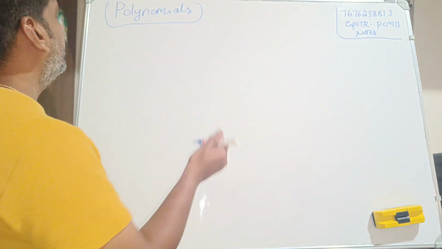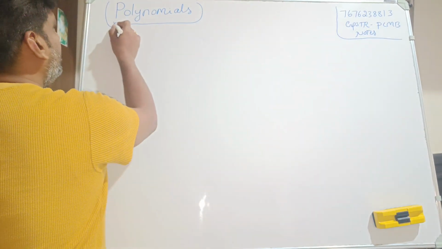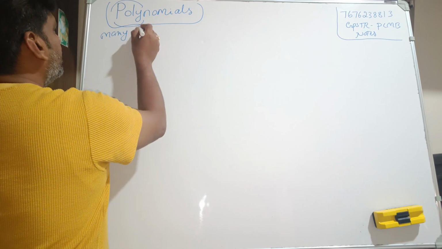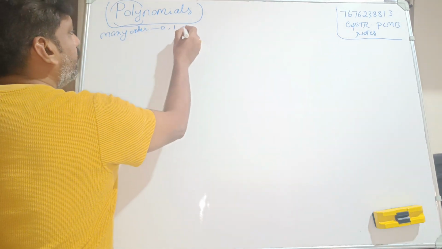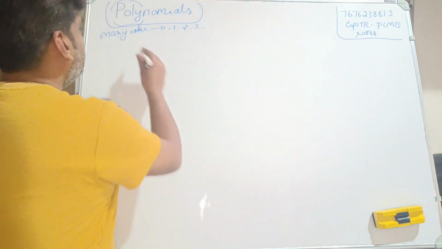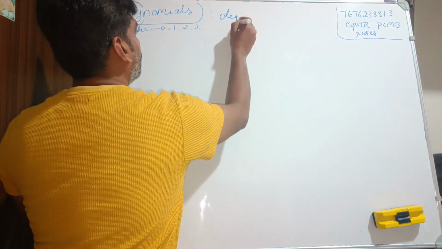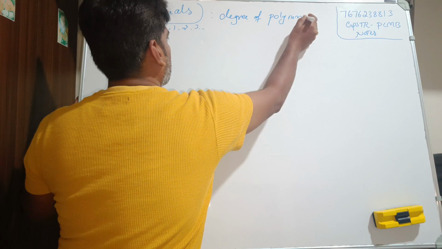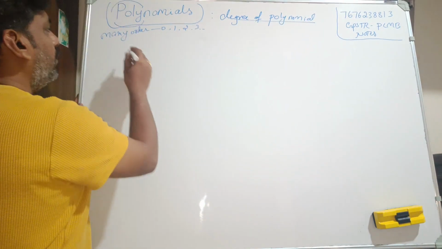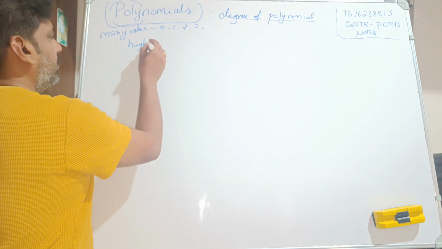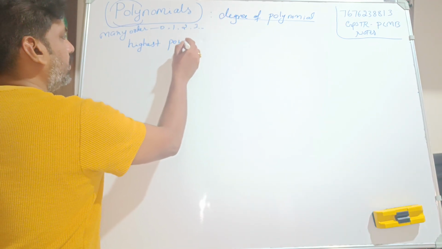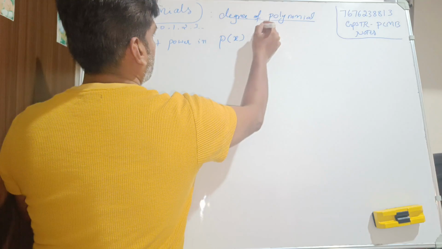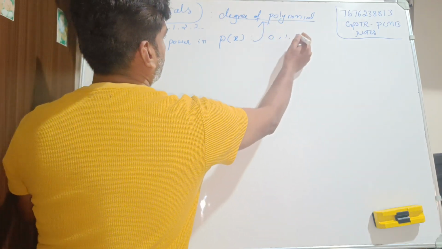So here, as the name indicates, poly means it is having many orders. So order starts with 0, 1, 2, 3, and so on, right? This order we'll call the degree of the polynomial. Suppose we want to find the highest power in some polynomial equation p of x. This is called the degree of the polynomial. It may be 0, 1, 2, 3 like this, right?